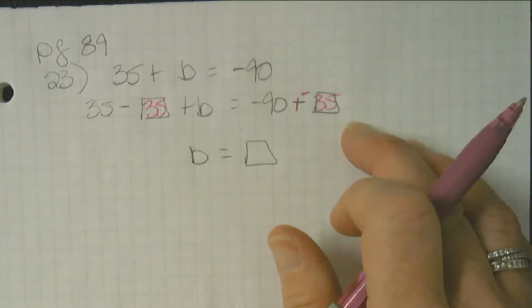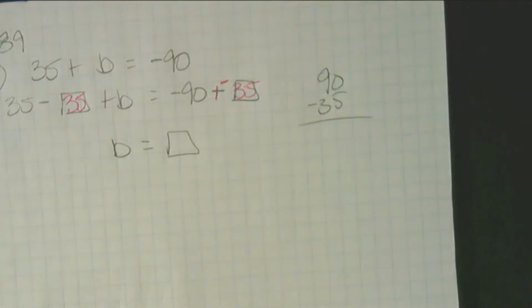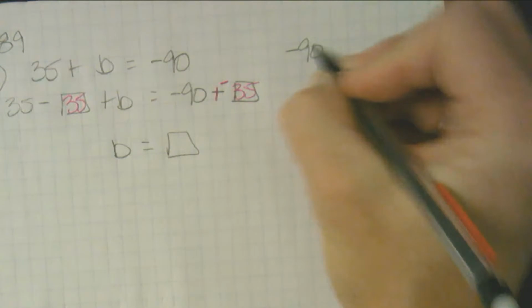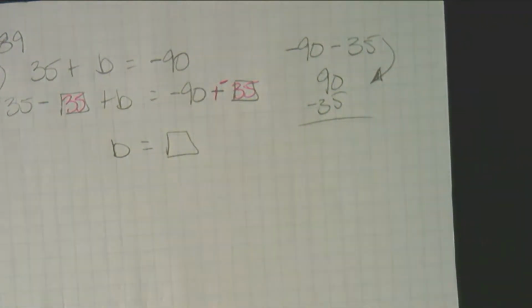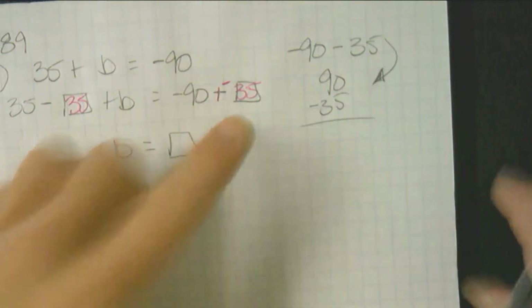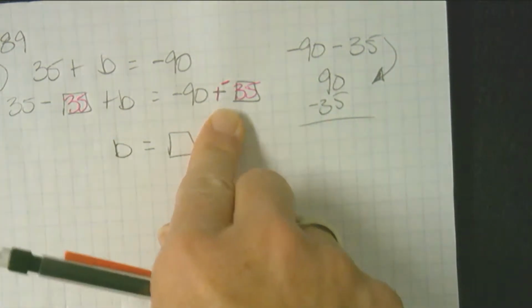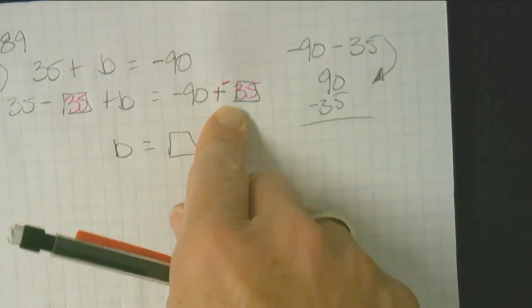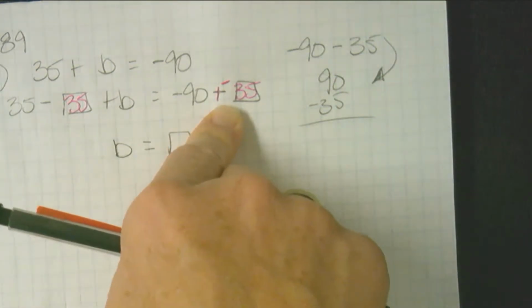90 minus 35. Somebody is going to do that. How many of you guys could see that? If I simply have negative 90 minus 35, a lot of people are going to do that. Is that correct? No. And the moment I do adding the opposite, how many of you guys are like, oh, that's right, I have to add those. So always do adding the opposite. Do not do subtraction. I'm still seeing subtraction in some of your work. Please do not do subtraction.